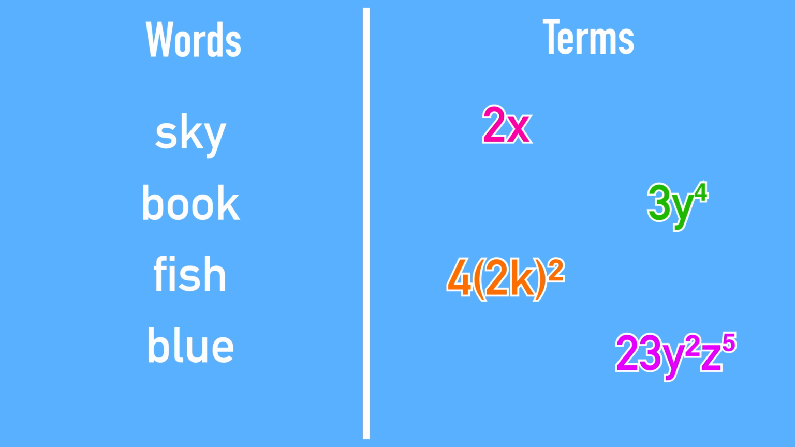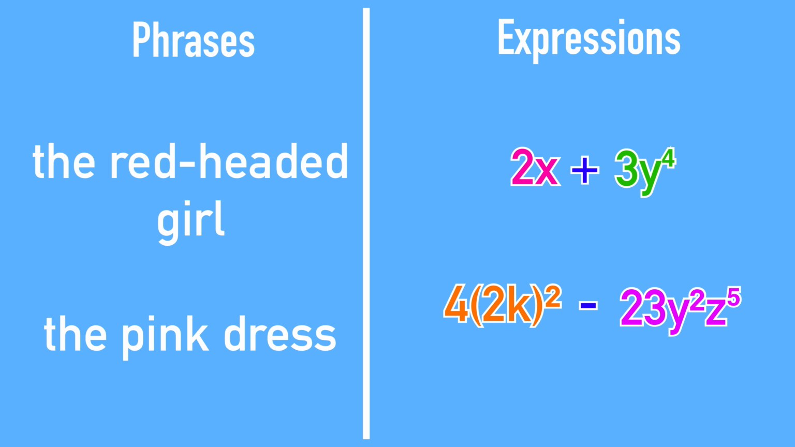Combining these elements using multiplication or division will produce terms, the mathematical equivalent of words. Terms, connected by addition or subtraction, form mathematical phrases known as expressions.